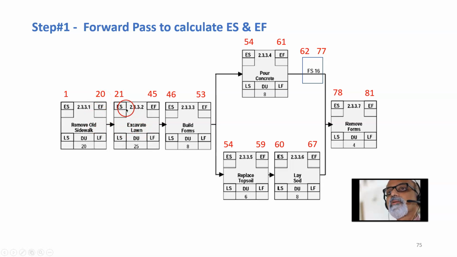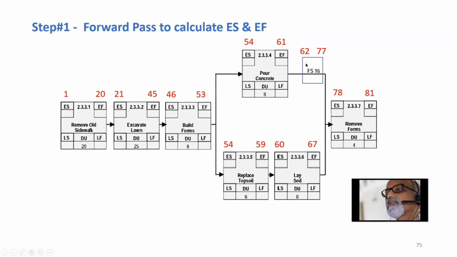Then excavate lawn can start on 21st day, duration 25 days. So 21 plus 25 becomes 46 minus 1, that is 45. Build forms can start on 46th day. 46 plus 8 is 54 minus 1, 53rd day it gets over. So the pour concrete can start on 54. 54 plus 8 is 62 minus 1, 61st day this gets over.